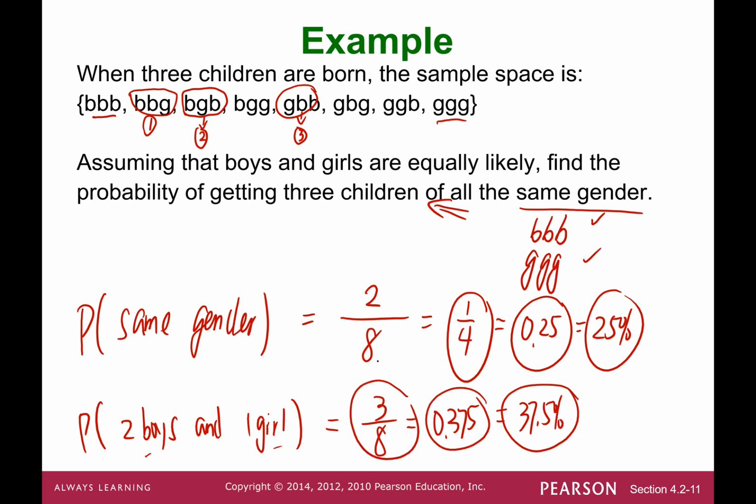Okay. And you can write it in 3 different ways: exact fraction, exact decimal, or exact percentage.